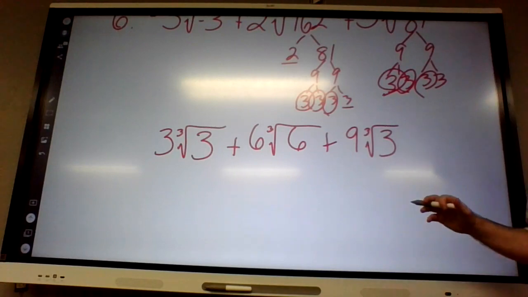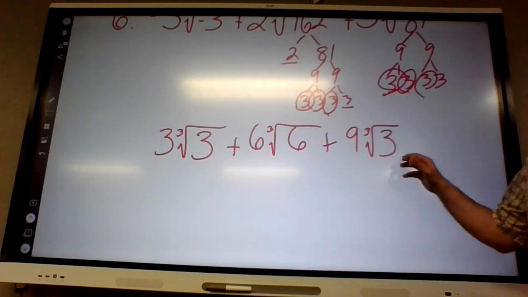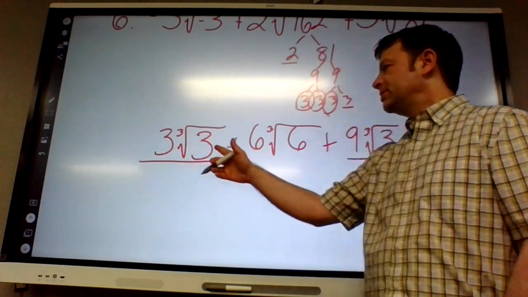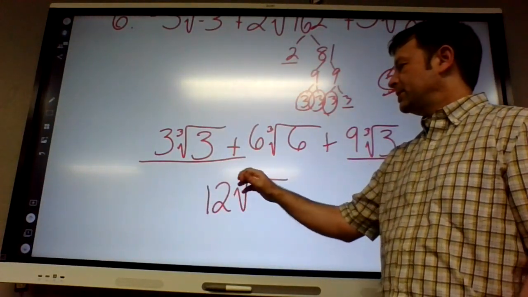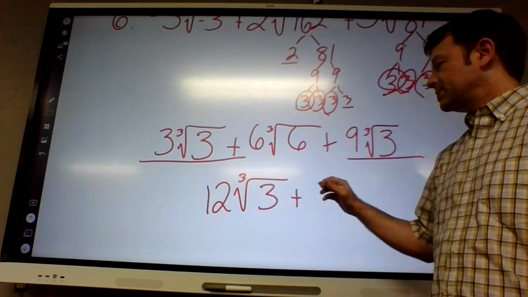Can we do anything else? Yeah, first and third terms are alike, so they're 12. 3 plus 9, 12 cubed root of 3 plus 6 cubed root of 6.